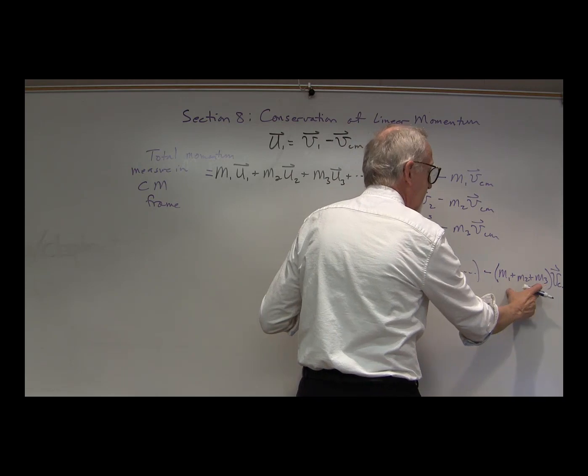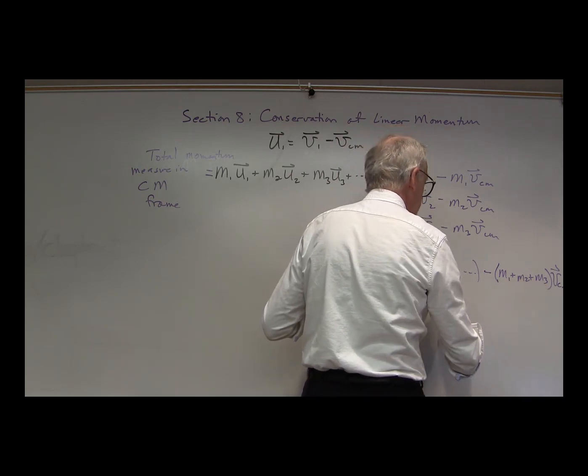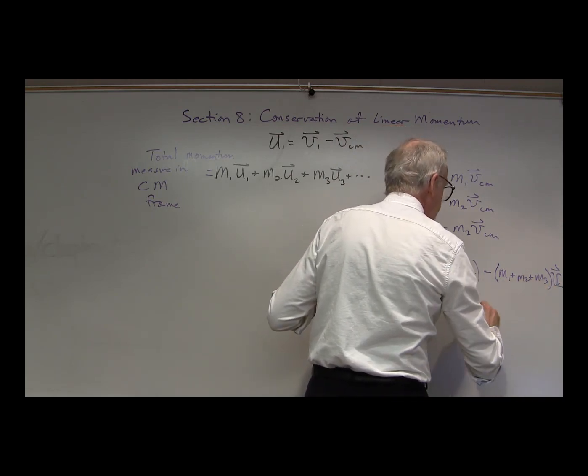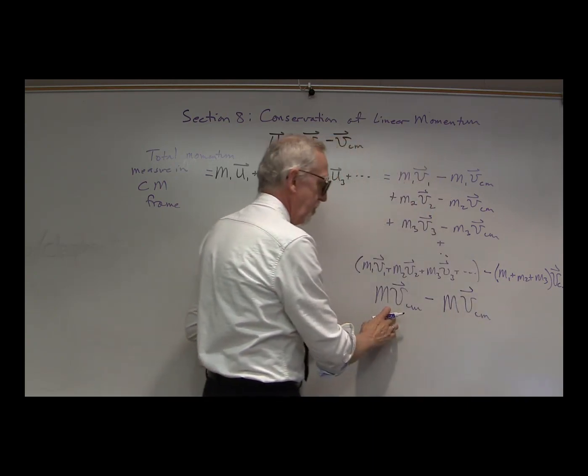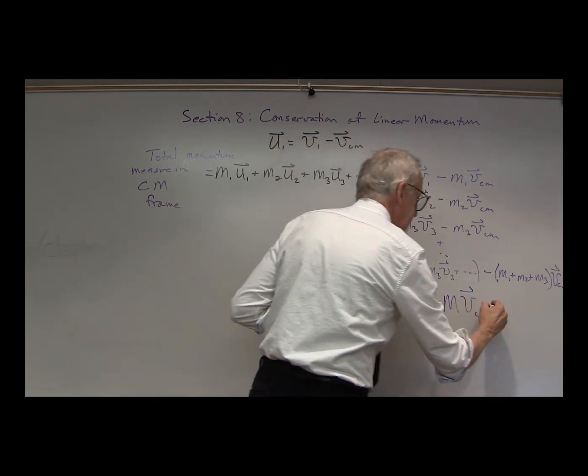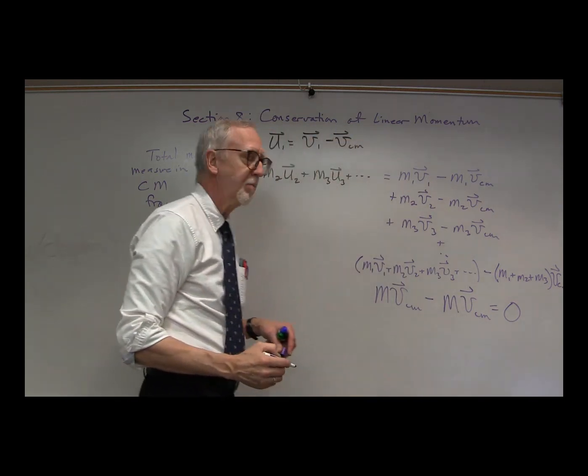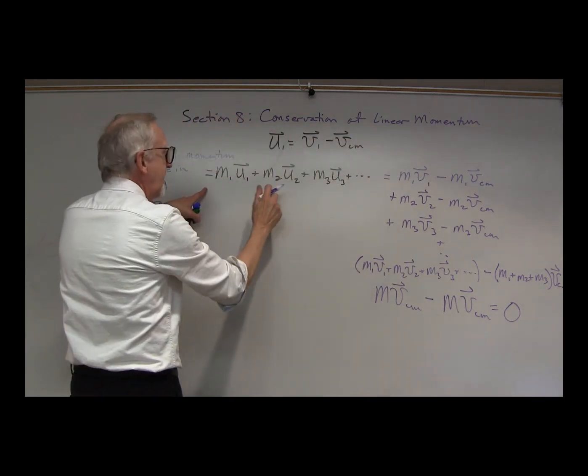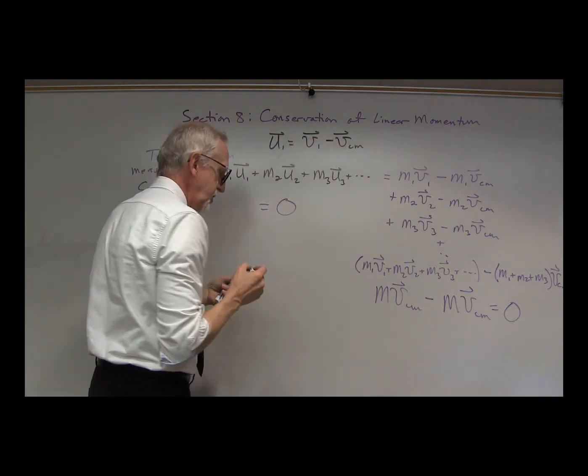Minus, what's m1 plus m2 plus m3? Well, that's the total mass times the velocity of the center of mass. Oh, but that is exactly the same, and that is 0. So what do we have? The left side is equal to 0.